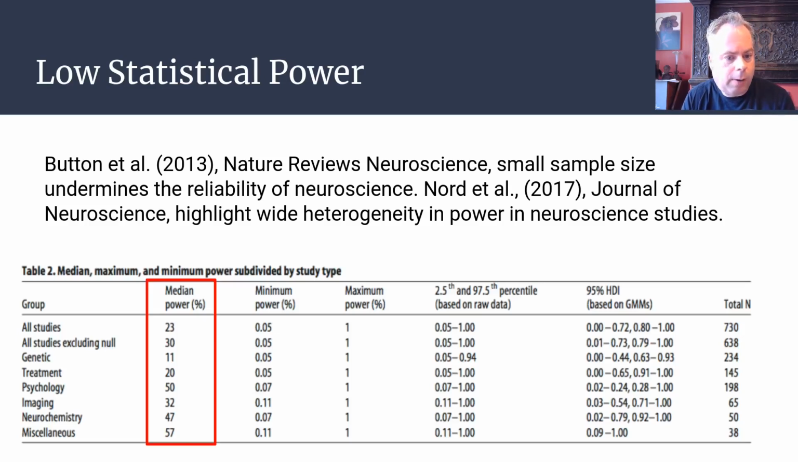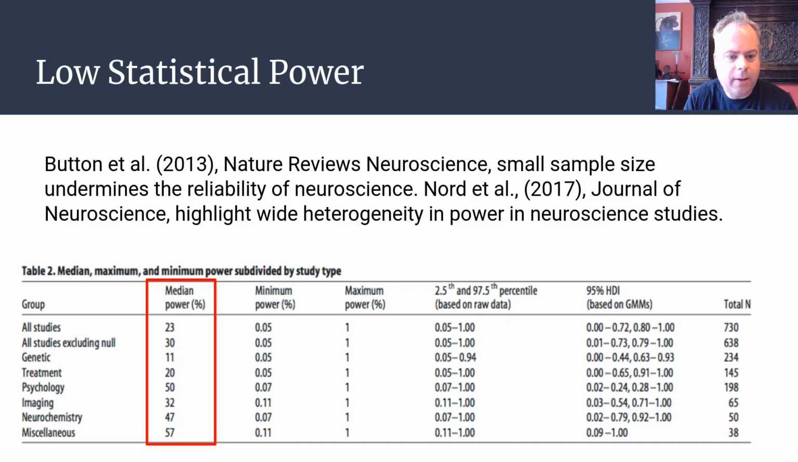So experimental power is an issue right across the board for many areas of science. A couple of great papers, Button et al. and Nord et al., looked at the issue of power, and across a number of aspects of neuroscience, it was quite clear that many studies are underpowered. So if you look at the table, you'll see psychology has a median power of about 50%. So 50% of the time, these studies are going to find the effect they're looking for.